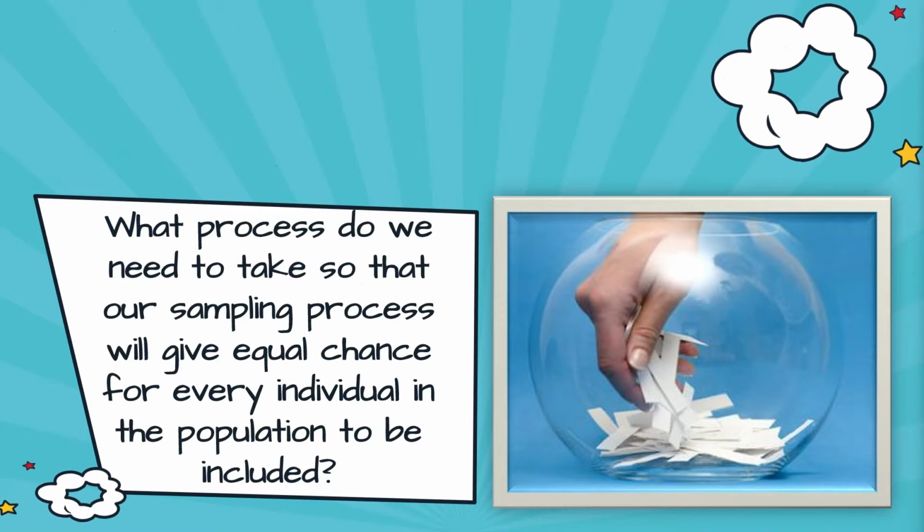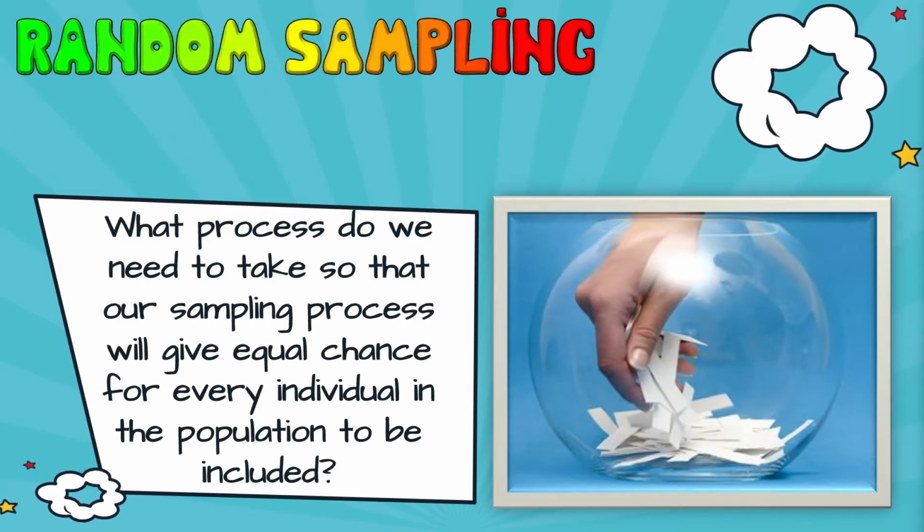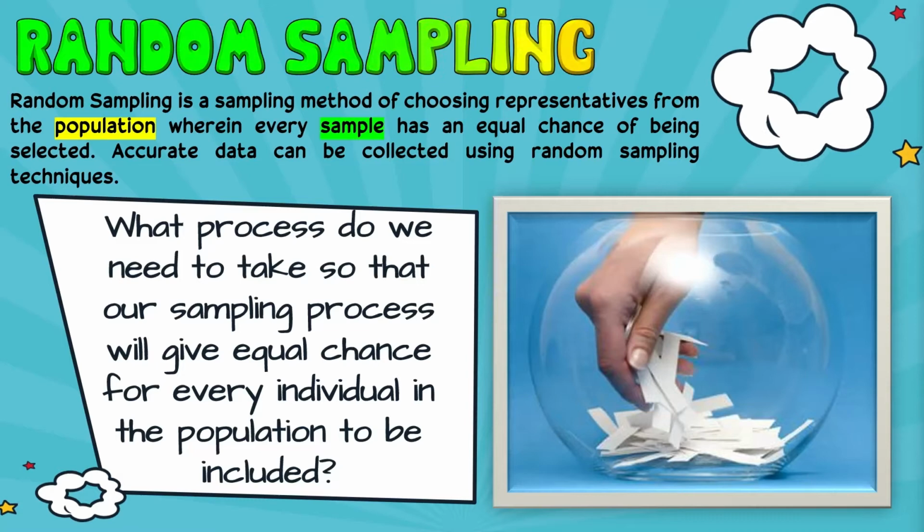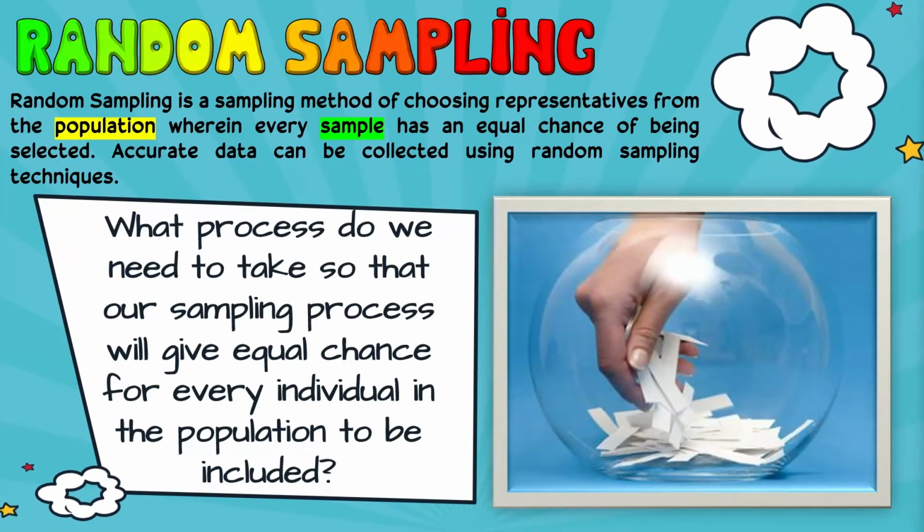What about the process, or what process do we need to take so that our sampling process will give equal chance for every individual in the population to be included? Okay, so if your answer is random sampling, then you're correct. Because random sampling is a sampling method of choosing representatives from the population, wherein every sample has an equal chance of being selected. Accurate data can be collected using random sampling techniques.